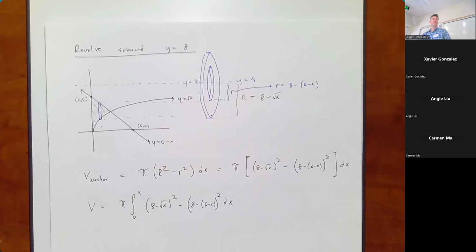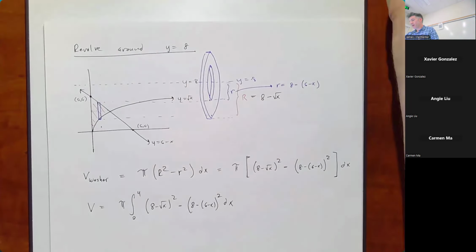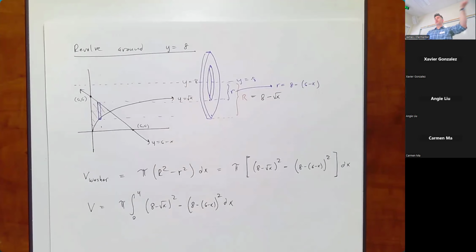Kind of a lot. There's more, but wait, there's more. So disk and washer method, really the same method. The washer method just has the added fun of subtracting out the inner smaller circle with the smaller radius. The shell method, on the other hand, is a different animal.